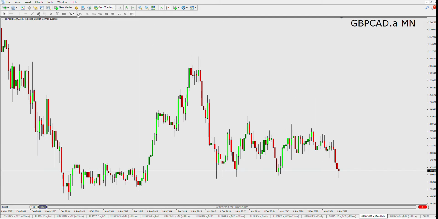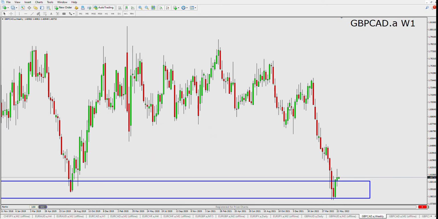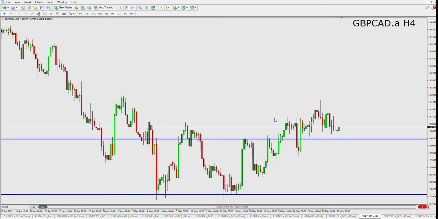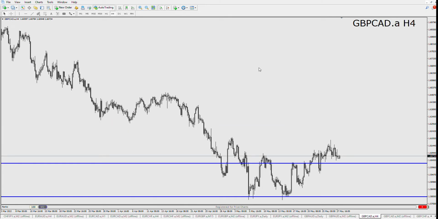The reason it caught my interest is that here on the monthly time frame, as you can see, there is this support area. We want to look for rebounds of this support area. On the weekly chart, we see some sort of rebound here, and here on the daily. For now, I'll just remove this rectangle. A second.